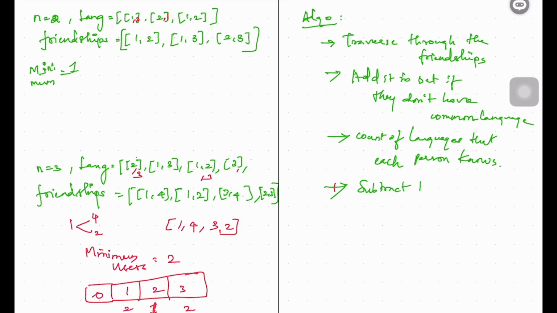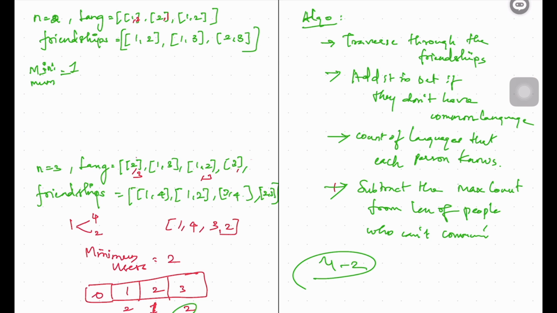Once we get that, subtract the common max count from the length of those who can't communicate. Got it? So now 4 minus 2 will give us 2. Either we can make them learn 1 or 3, whatever it is. So 4 minus 2 will give you 2. So the answer is 2.